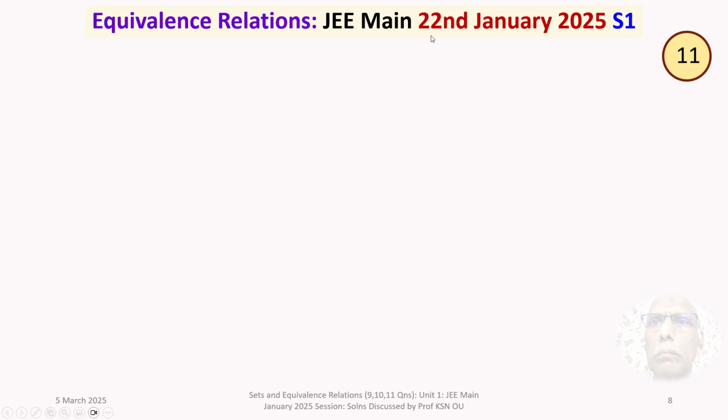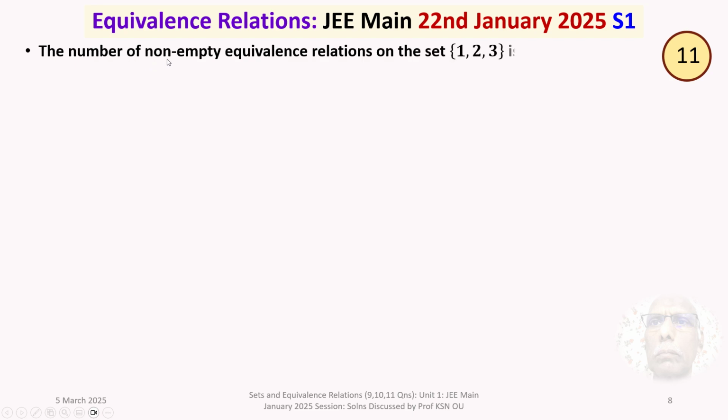Right. This question appeared in the JEE Main exam held on 22nd January 2025 in the morning shift. It is again related to equivalence relations. The given question is: the number of non-empty equivalence relations on the set consisting of 1, 2, 3 is... Four options are given here. Let's now discuss the solution of the problem in detail.